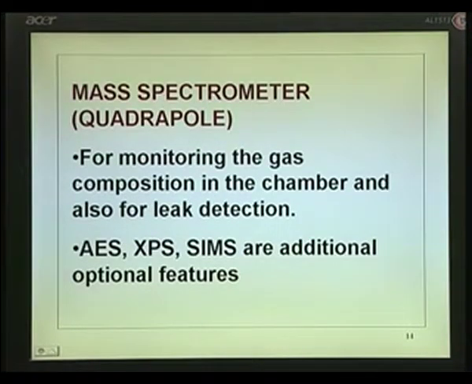As I said, you can put a number of things for analytical examination. Mass spectrometer: you want to monitor which gases are present there, whether there are any contaminants. All that is done in the chamber using the mass spectrometer. You can also have, for surface analysis of the sample, Auger electron spectroscopy. These are just some of the names you will hear: Auger electron spectroscopy, X-ray photoelectron spectroscopy, secondary ion mass spectroscopy, all spectroscopies to see what sort of surface you have as it grows.